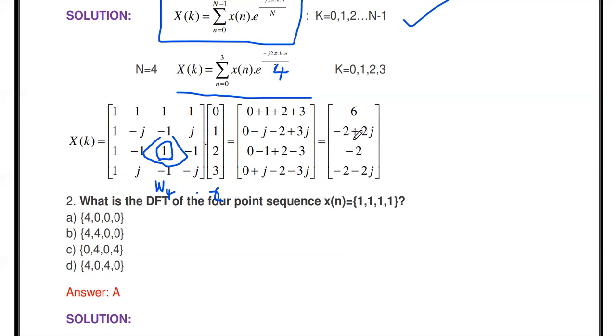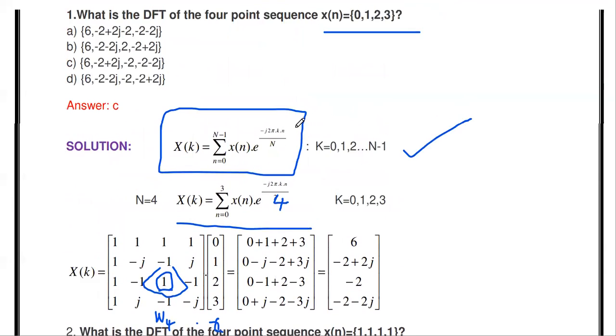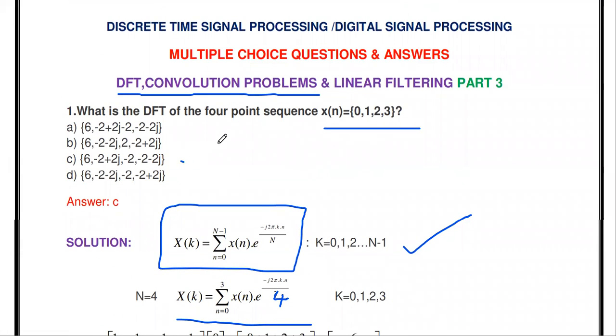we will get the answer as minus 2 plus 2j. Similarly, the third row multiplied with this column, we will get minus 2. The last row multiplied with this column, we will get minus 2 minus 2j. So the X of k value is 6, minus 2 plus 2j, minus 2, minus 2 minus 2j. Okay, so this is the answer. So here the answer C is correct.